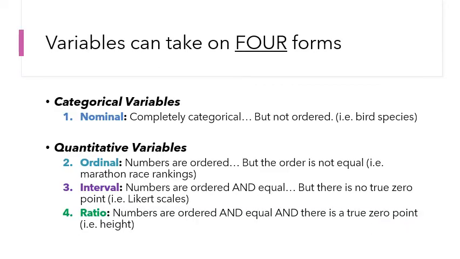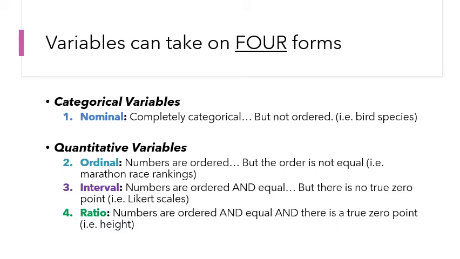So these categorical and quantitative variables can take on 4 different forms. Now with categorical variables, you're pretty lucky because it only has one form it can take. Any nominal variable is considered a categorical variable. That means it's completely categorical but not ordered in any way. So bird species is a great example of this. A blue jay versus an oriole, there's no order to what type of species there are here, right? And again, we can talk about things like sex. So it's completely categorical.